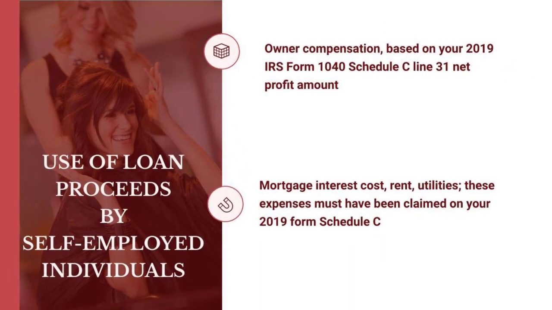Next, it is, what are the loan proceeds that you receive? What can they be used for? So they can be used for, if you're self-employed or if you are an independent contractor, they can be used to pay yourself. So owner's compensation. And the way that's determined, once again, is by looking at your tax return, Schedule C, line 31, to determine how much you are supposed to pay yourself based on how much you paid yourself in 2019.